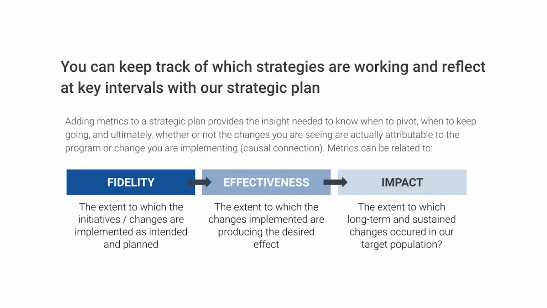I see that they created a flow chart. That's that first tier: the extent to which the initiative was implemented. Did we do the thing? The next tier is effectiveness: the extent to which the initiative that was implemented produced the desired effect.